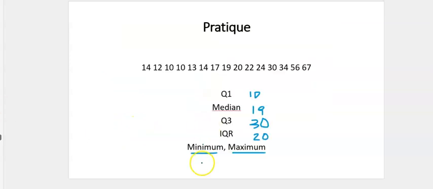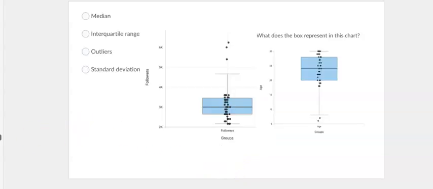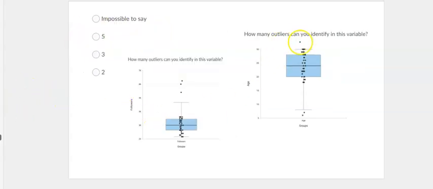So here you can see that you divide the data by 4, and then Q1 is 10, median is 19, Q3 is 30. So the IQR, the interquartile range, is 30 minus 10, which gives you 20. The box presented in this chart is the interquartile range. So that is the answer. And then, how many outliers can you identify in this variable? You can see that there are 2, and this is 3.